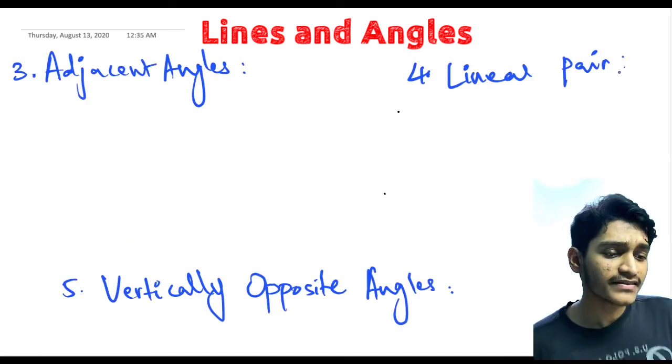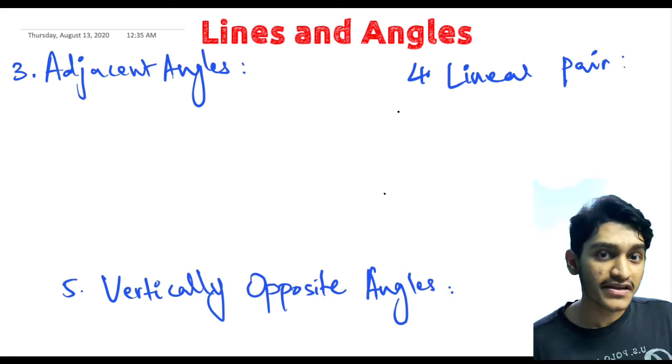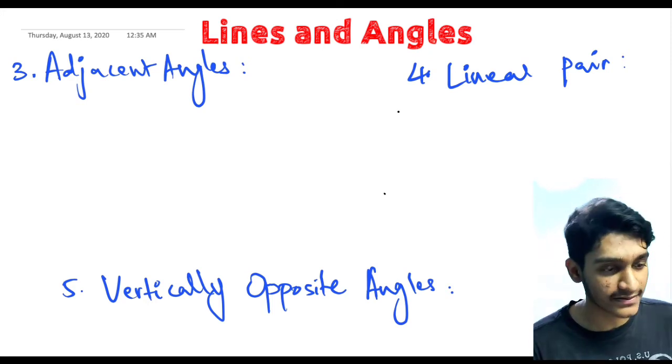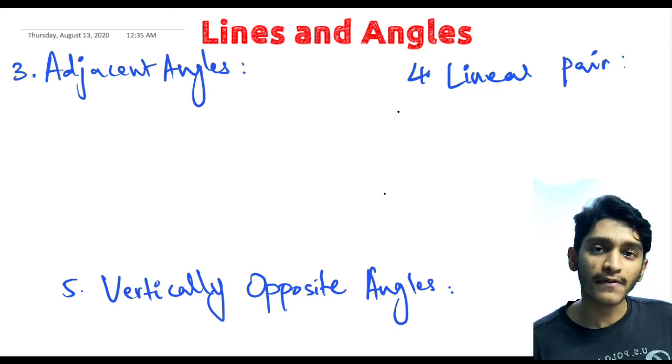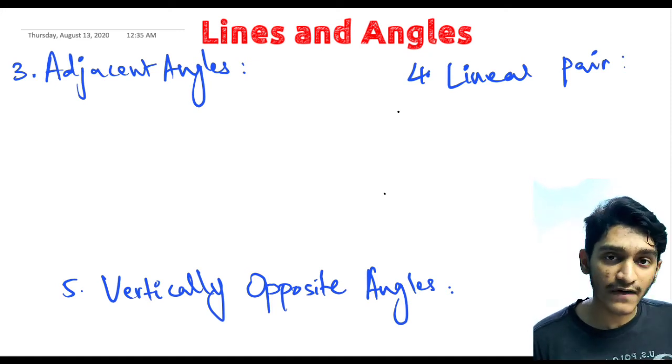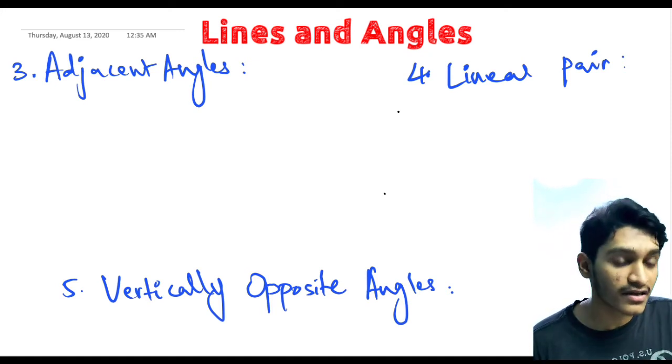Okay, so my other three types are the adjacent angles, linear pair and the vertically opposite angles. These are all other properties of angles. We have already seen two properties, which were supplementary and complementary angles. Now what are adjacent angles? Adjacent angles are the type of angles which are closer to each other or nearer to each other.